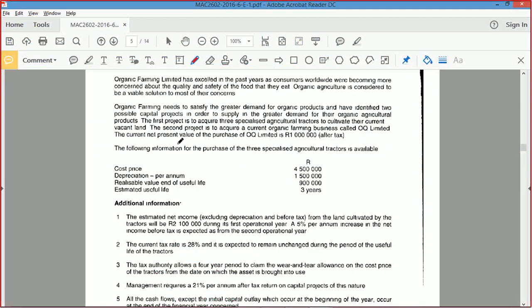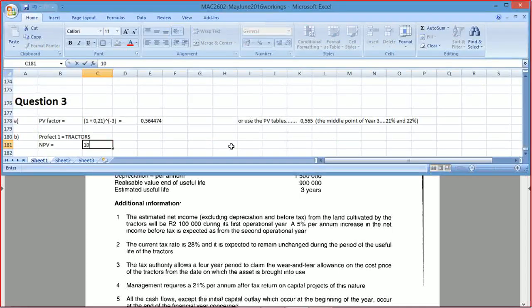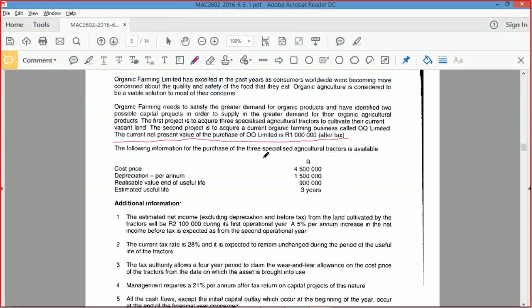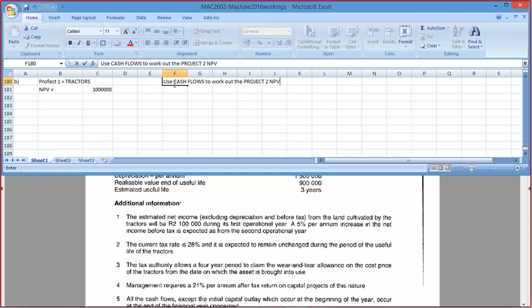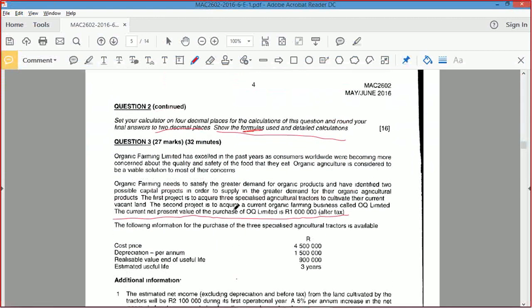NPV was given in the question, hey? There it is. The current net present value of the purchase is 1 million after tax. So you need to use cash flows to work out the project 2 NPV. Does that make sense? Then I'm going to need T0, T1, T2, T3, T4, T5, T6, T7, and so on. Then I'm going to have to provide for the information in the question.